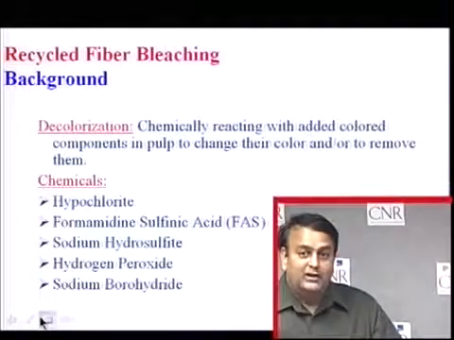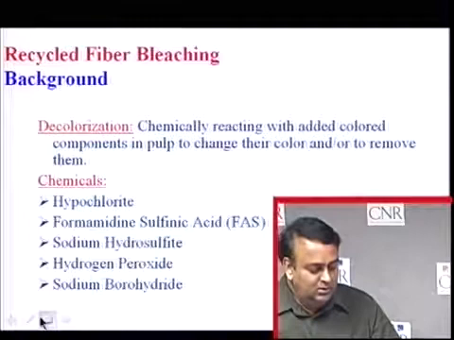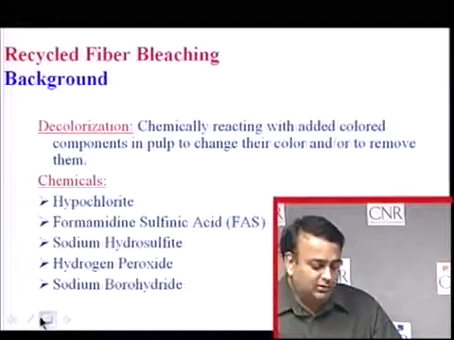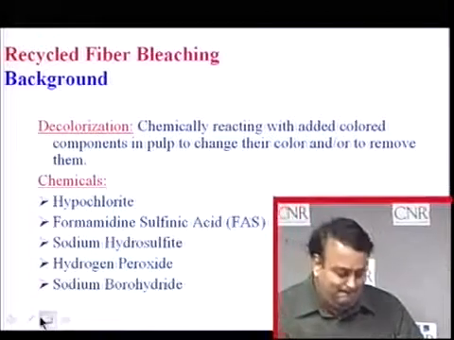These are all typically recycled today. These are chemical pulp dyed with color paper, color dyes. Okay, that's what we want to make it white. This is decolorization. Then chemical works on it and make them white. The chemicals typically used for decolorization are sodium hypochlorite, formamidine sulfenic acid, sodium hydrosulfide, hydrogen peroxide, and sodium borohydride.